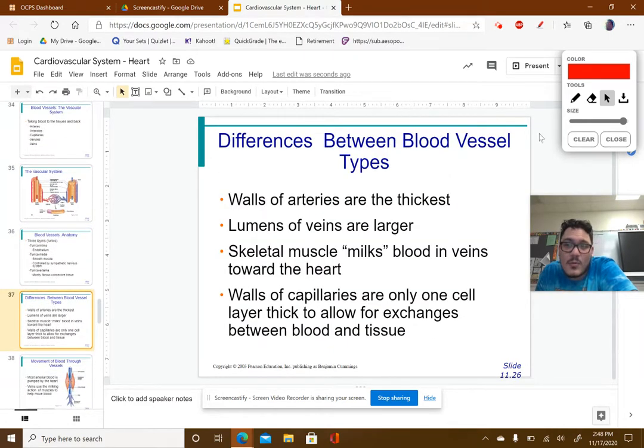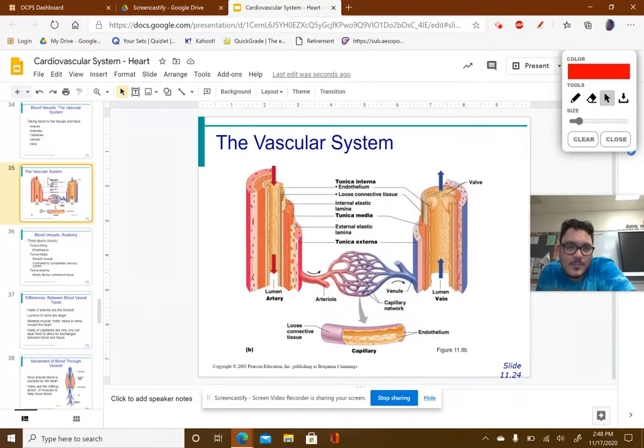Now, this is important. We need to talk about the walls and what are the differences that we expect to see. So first of all, the walls of the arteries are going to be thicker than veins. If you look at the artery, you'll notice that there's a number of more layers compared to the vein. The veins are a little bit thinner.